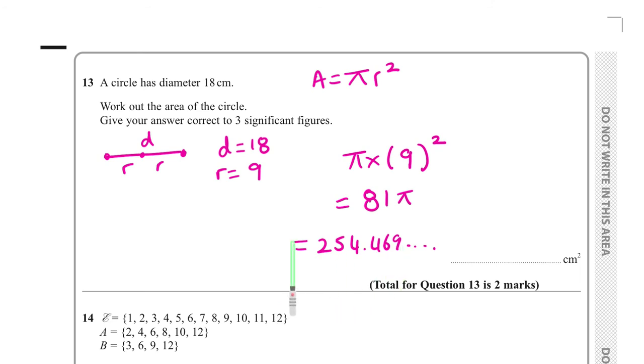What is this number rounded to the nearest one? It's just 254, because the number next to the decimal, 4, is this 5 or more? No, so we don't round up. So there we have it. Nice and simple for question 13.